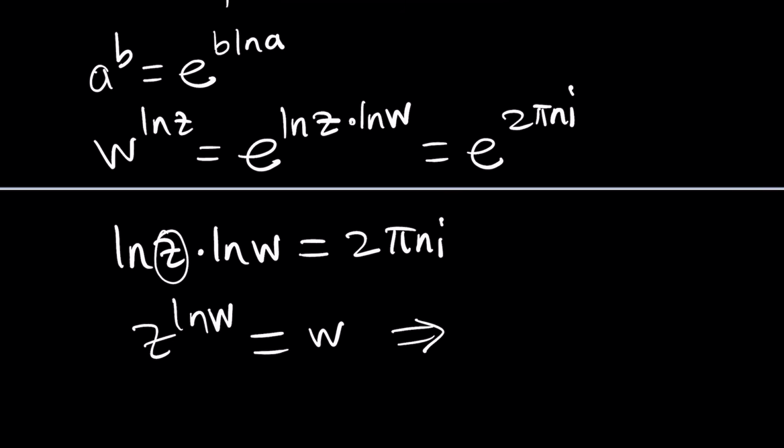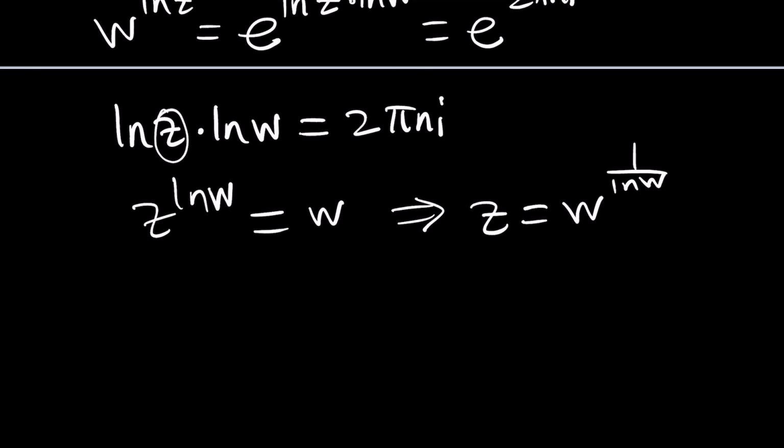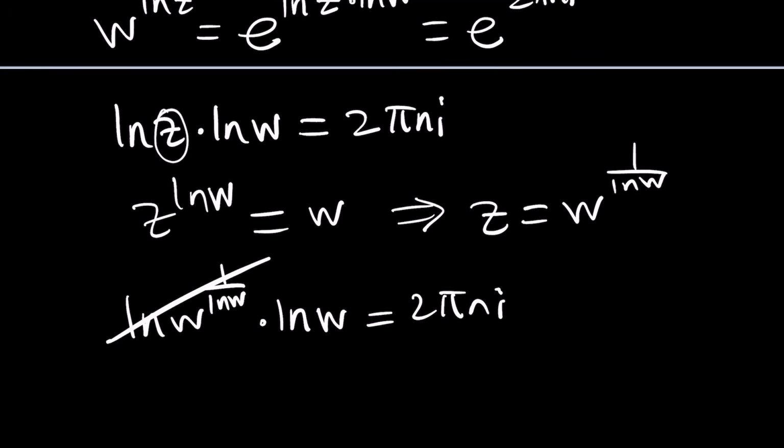I'm not sure. Maybe z equals w to the power 1 over ln w is going to work again. But it's going to be interesting because when you replace z with that, w to the power 1 over ln w is going to give you 1 again. And 1 times ln w, is that ln z? Yeah. ln of that times ln w is equal to 2 pi ni, right? So this is 1. From here, ln w is going to be 2 pi ni.